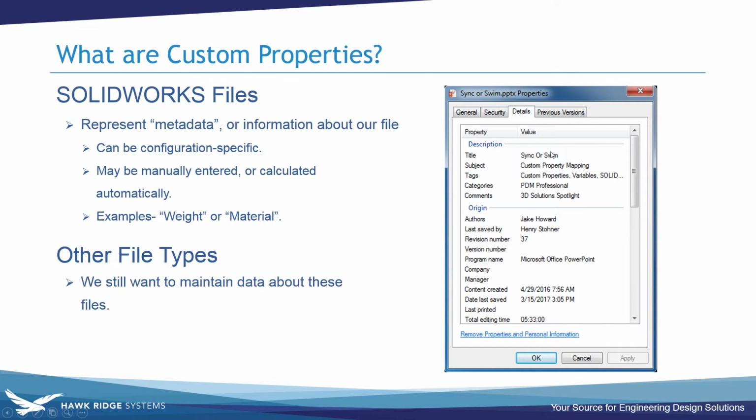So we still want to maintain custom property data about these files, and I'll show maybe why in the next slide. But they're manually entered for the most part. With SOLIDWORKS files, you may have automatically calculated values for your custom properties, but generally for things like title or document number in your documents, that's going to be kind of more of a manual process entering those in.